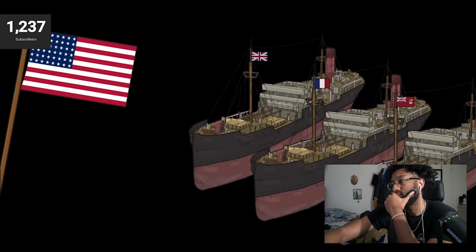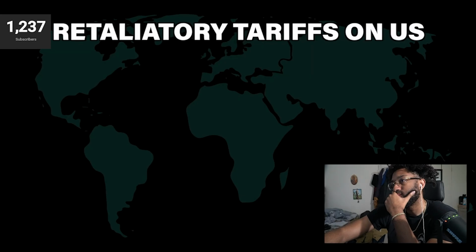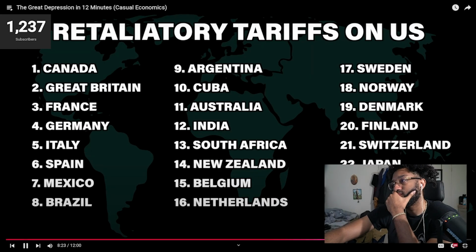It increased tariffs on foreign imports to the US by about 20%, which then immediately led to 25 countries retaliating and putting their own tariffs on American goods. That's what's going on right now. That's what's literally going on right now with Trump.